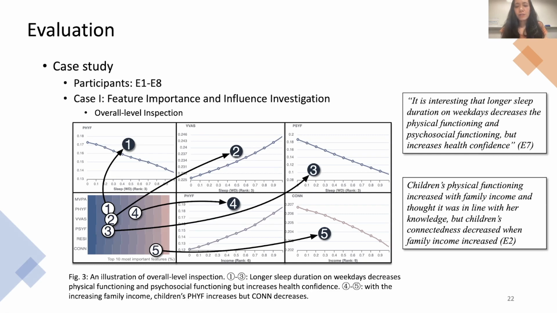In overall level inspection, after exploring the overall feature importance, E7 found it was interesting that longer sleep duration on weekdays decreases the physical functioning and psychosocial functioning, but increases health confidence. And E2 found that children's physical functioning increased with family income and thought it was in line with her knowledge. But children's connectedness decreased when family income increased, which gave her some new inspiration.